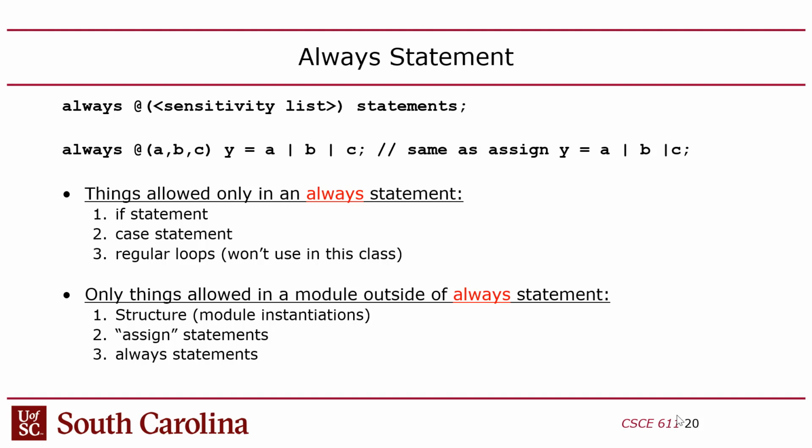So the difference there is the sensitivity list. If your always statement has a star or no sensitivity list, like in this case I have always at A, B, and C, where A, B, and C are all the inputs, you can also just say always at star here, or you can say always underscore comb, right? All of those create combinational logic.